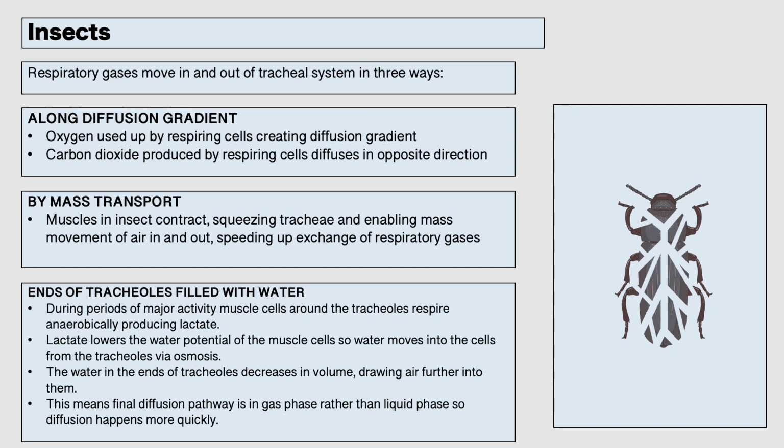Lactate lowers the water potential of the muscle cells, so water moves into the cells from the tracheoles via osmosis. The water in the ends of the tracheoles decreases in volume, drawing air further into the tracheoles. This means the final diffusion pathway is in gas phase rather than liquid phase, so diffusion happens more quickly.